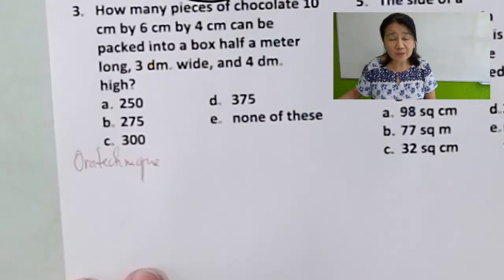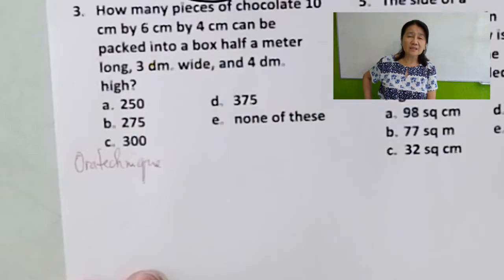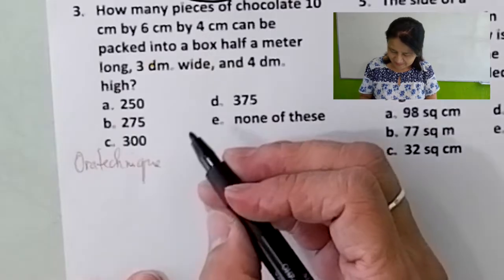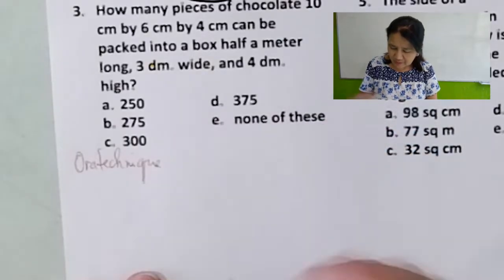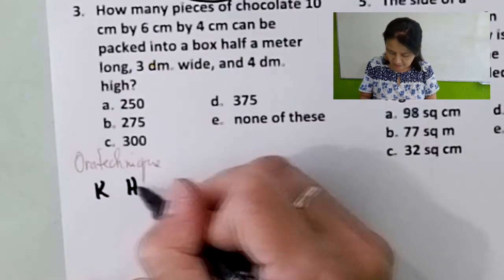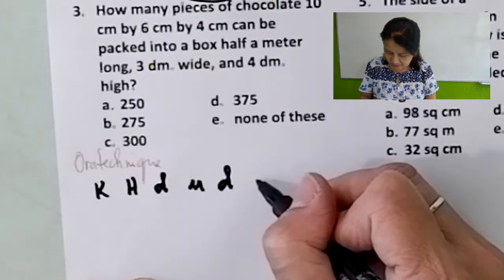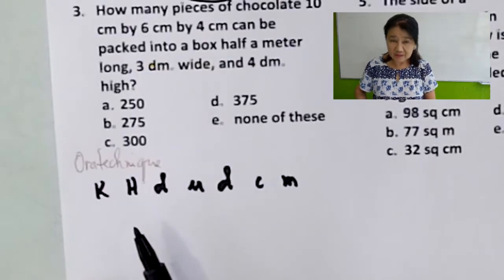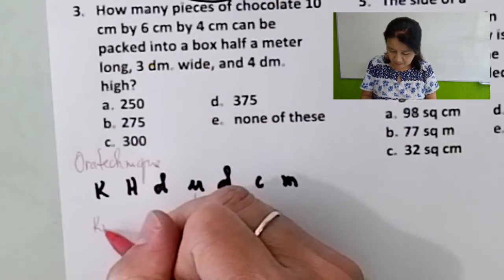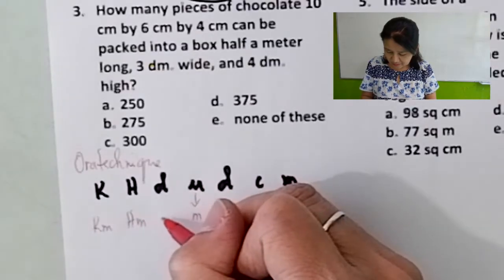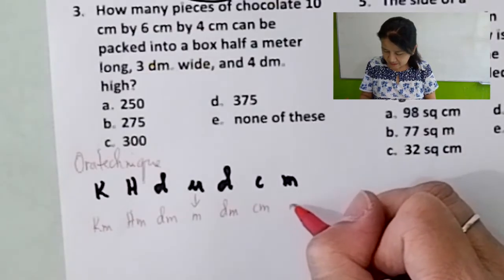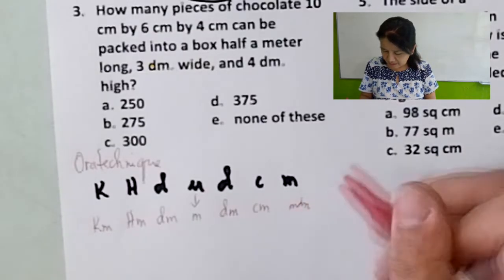When I was teaching at Philippine Science High School, I taught my students a shortcut, and I call it the aura technique. Whenever you convert, you can use this. King Hector doesn't usually drink cold milk. Let's say your unit is meters. This becomes kilometer, hectometer, decameter. This is decimeter, centimeter, and this is millimeter.